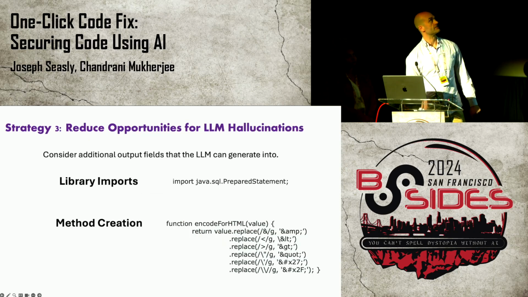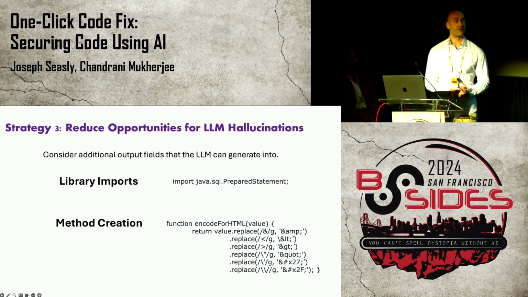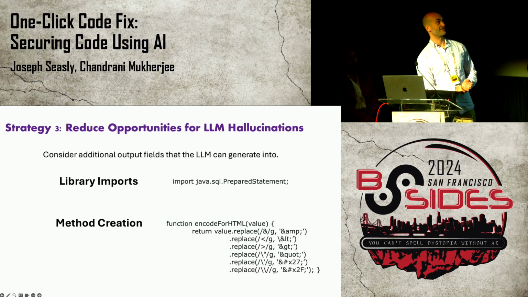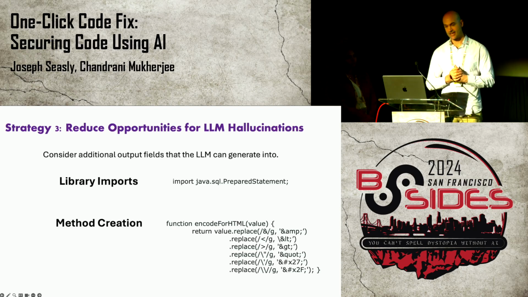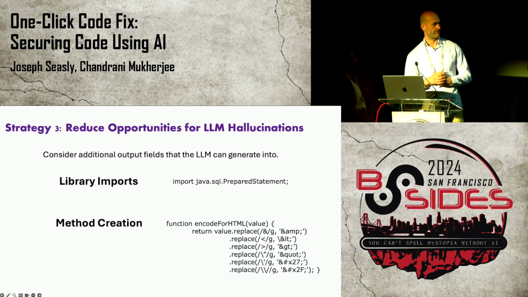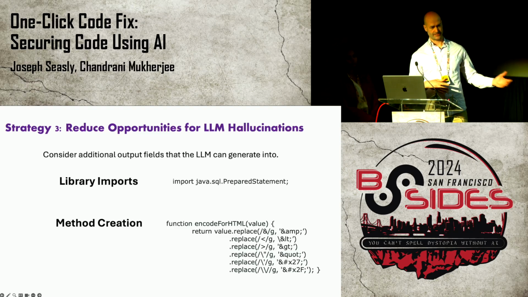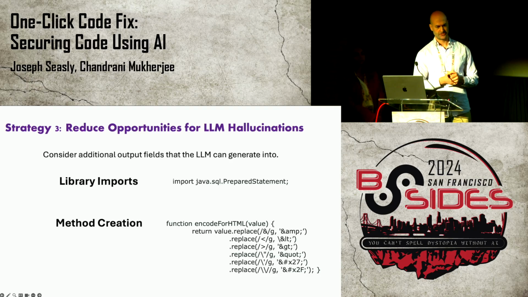The final one is you want to reduce opportunities for LLM hallucinations. So you want to have output fields that the LLM can generate into instead of hallucinating, such as library imports as a field, or method creation as a field. Or you can have language-specific fields that would only be used in the context of a specific language, like constructor changes or something like that.